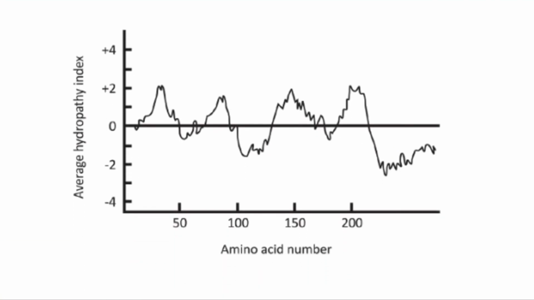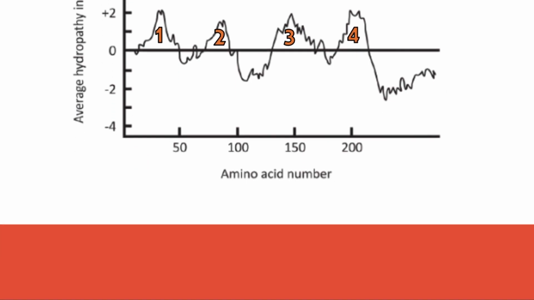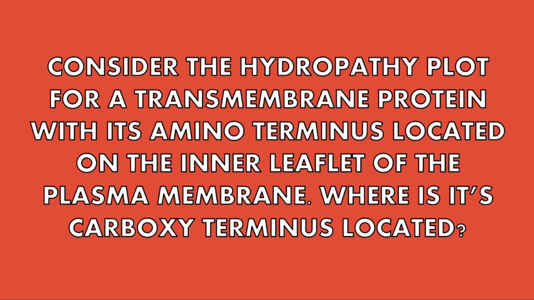So let's look at a hydropathy plot. Notice how there are 4 positive peaks in our graph. So we're looking at a protein that's going to cross our membrane 4 different times. Now let's consider a question that could be asked based on this hydropathy plot. Consider the hydropathy plot for a transmembrane protein with its amino terminus located on the inner leaflet of the plasma membrane. Where is its carboxy terminus located?